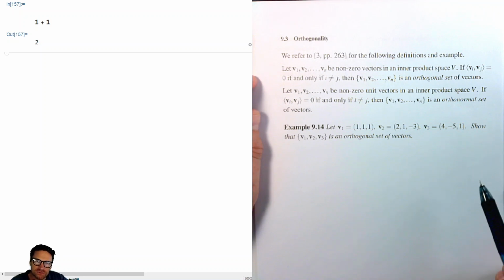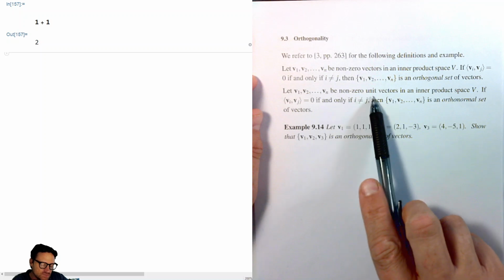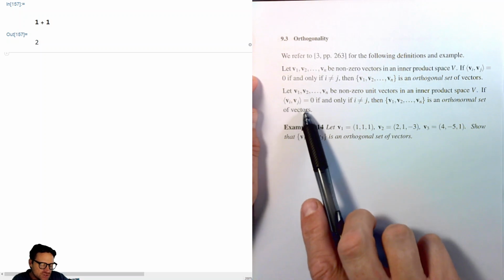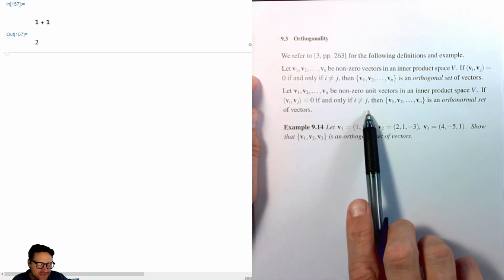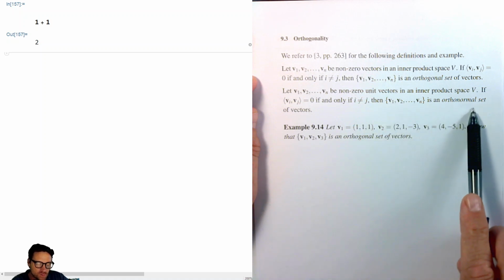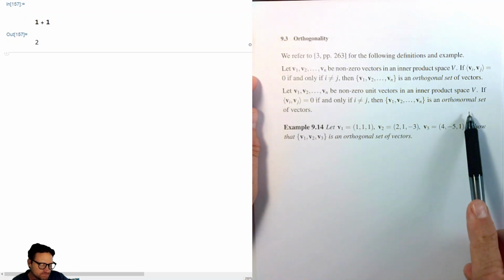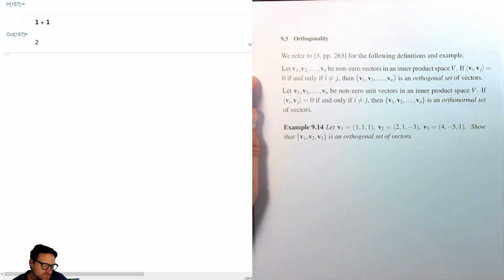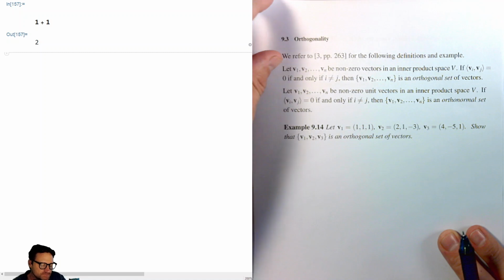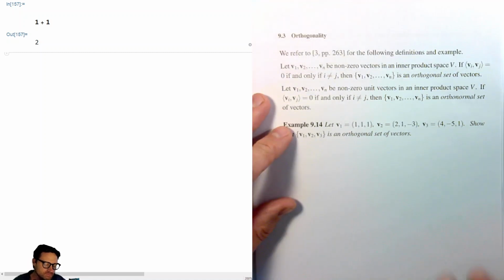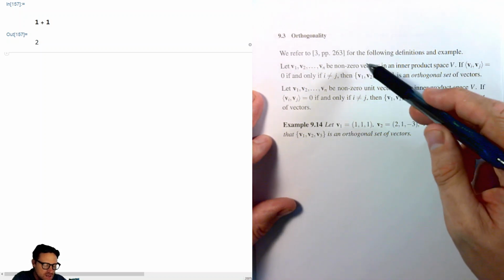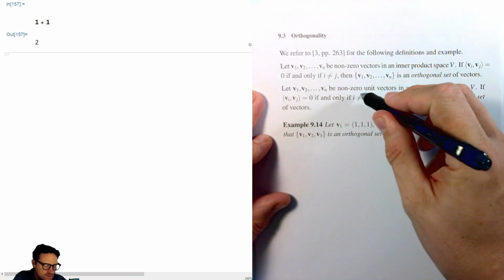Let v1, v2 to vn be non-zero unit vectors in an inner product space V. If the inner product of vi with vj is 0 if and only if i is not equal to j, then those vectors form an orthonormal set of vectors. Orthonormal requires, in addition to being orthogonal, that they are also unit vectors.